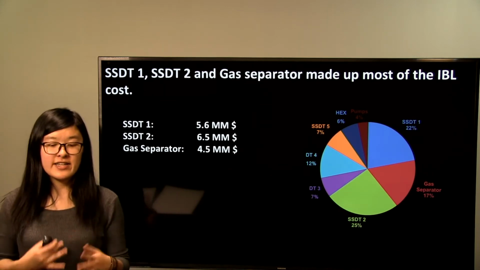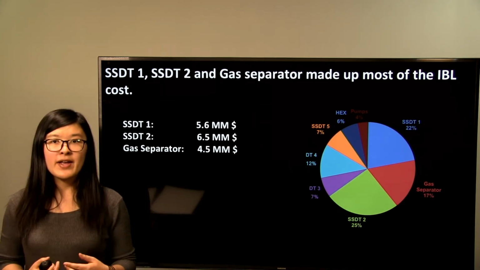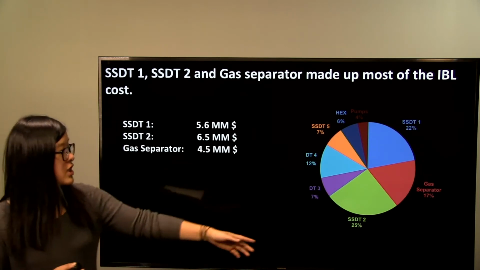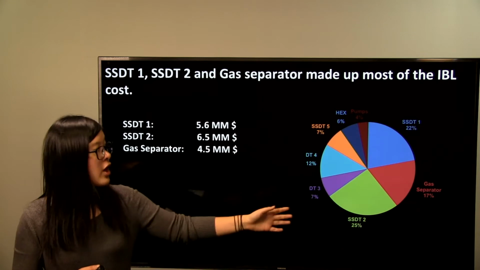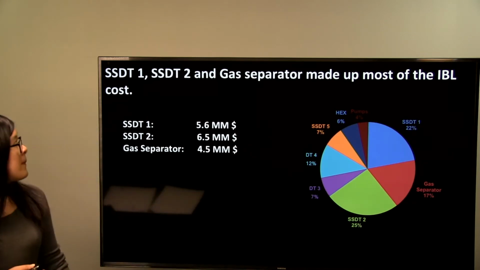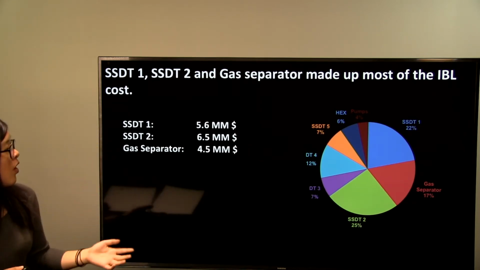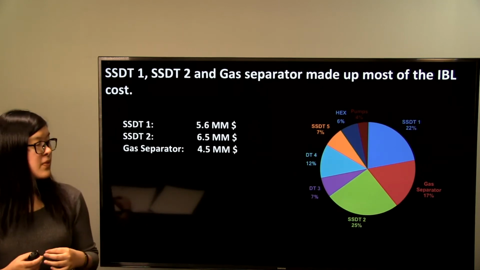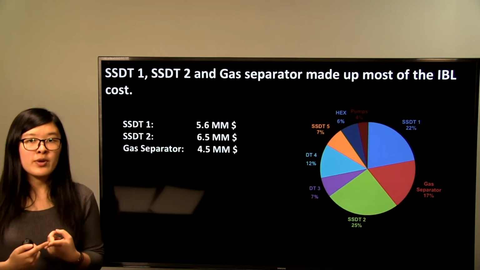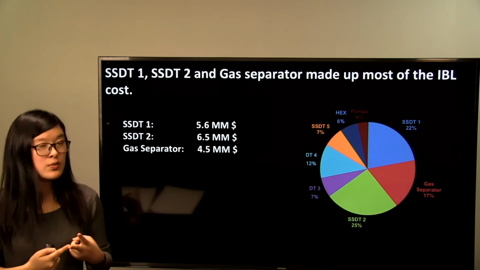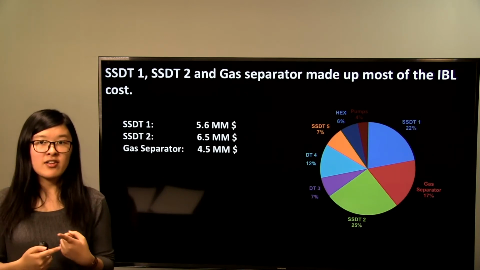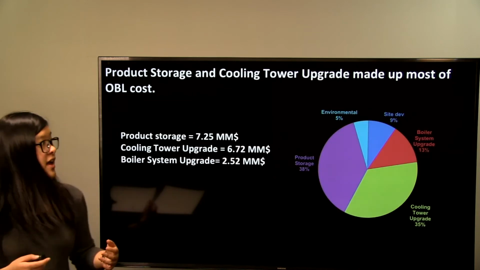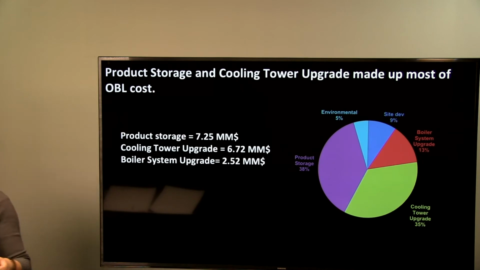IBL, which stands for inside battery limit, is basically just the capital cost. In this chart, it shows every single equipment cost in our plant. But we can see SSDT1, SSDT2, and gas separators made up most of the IBL cost. This is mainly because of the temperature requirement, the material we're using, and the heavy duty on the condenser. And next, we're going to switch back to Liska, and she will talk about the OBL.